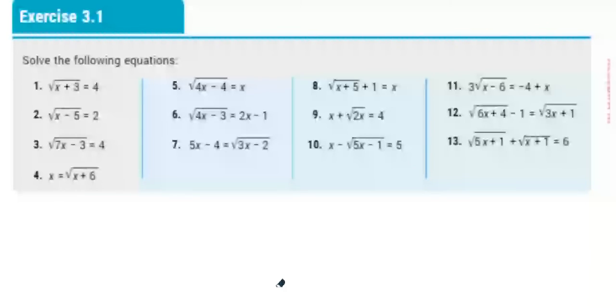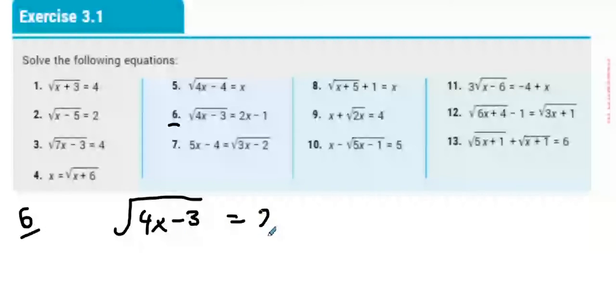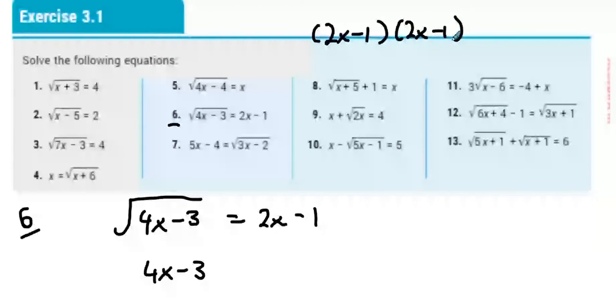For example, question 6, okay? Looking at question 6, we have a square root right here. So question 6: root 4x minus 3 equals 2x minus 1. Once again, I'm simply going to square both sides. So when I square the root of 4x minus 3, what happens? It's 4x minus 3. Now when I square the other one, it's 2x minus 1 multiplied by another, because when you square it, you multiply it by itself. And when that multiplies out, I'm going to get 4x squared minus 2x minus 2x plus 1. You okay with that?